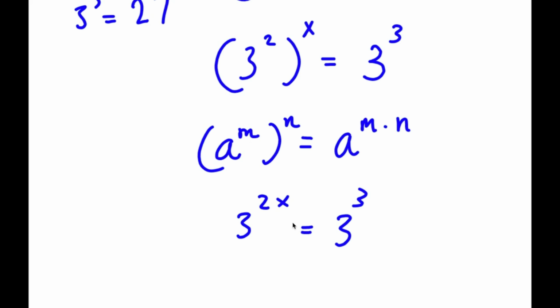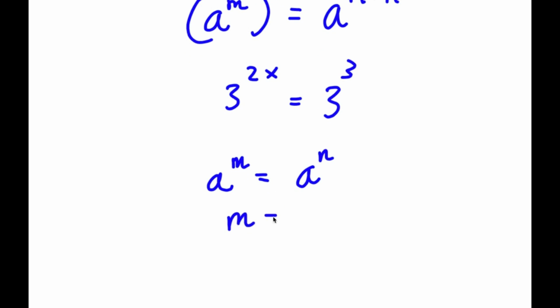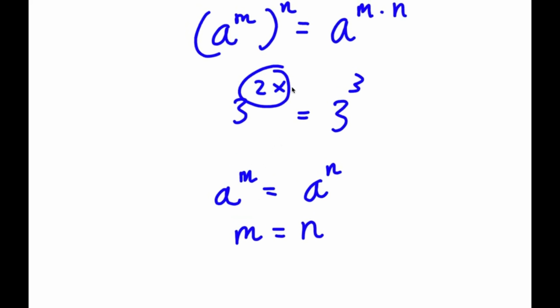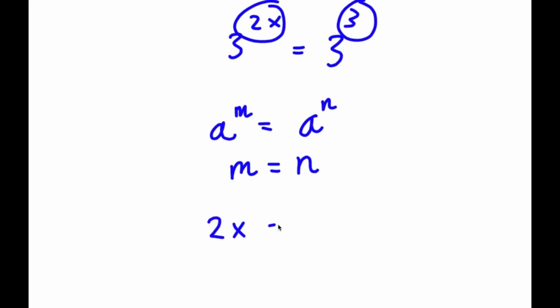Now, if I have something in the form a to the power of m is equal to a to the power of n, this means that m is equal to n. So in this case, these two exponents equal each other, so 2x is equal to 3.